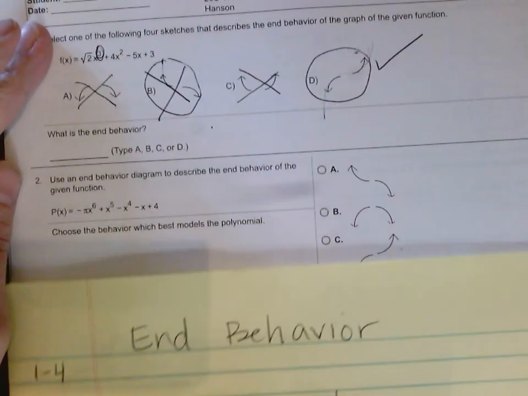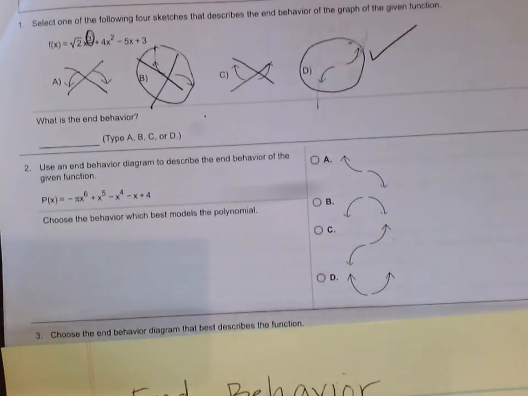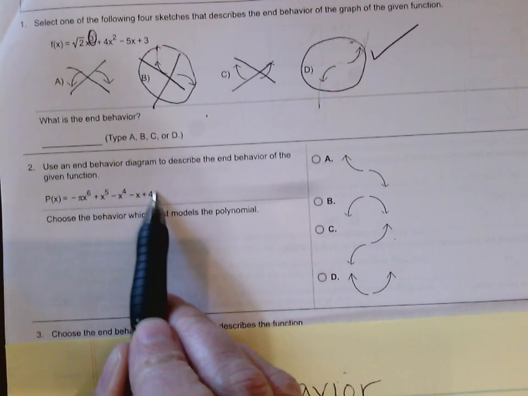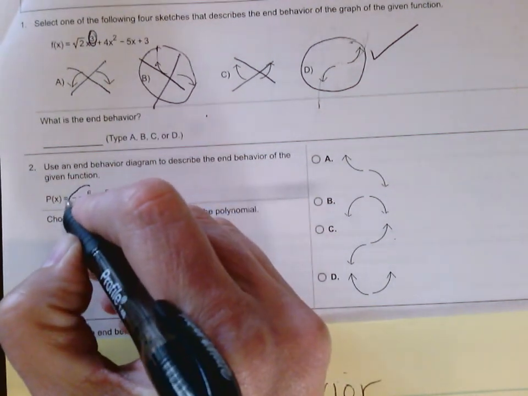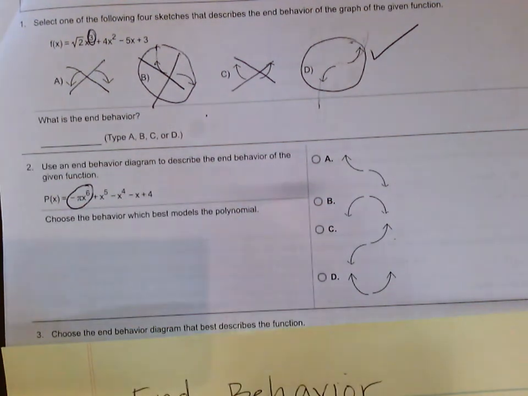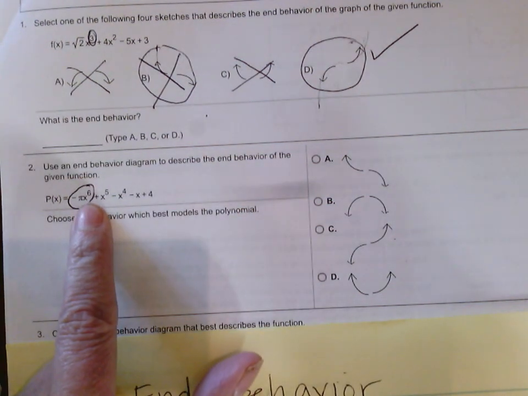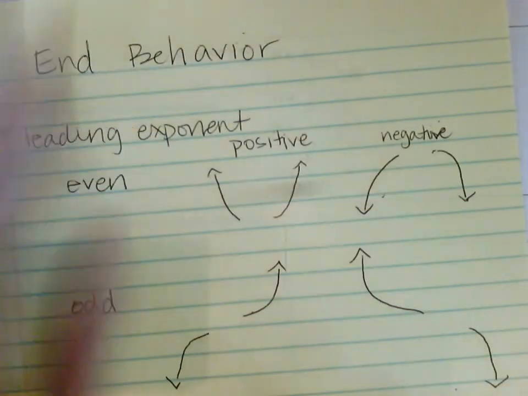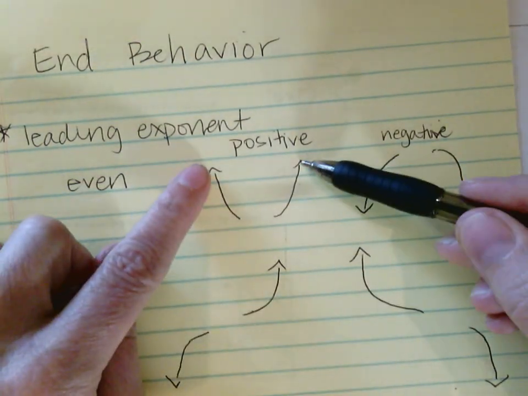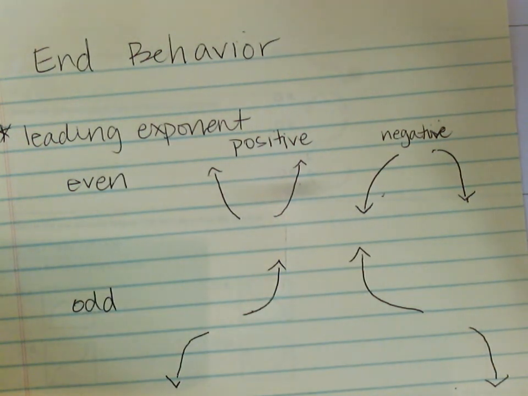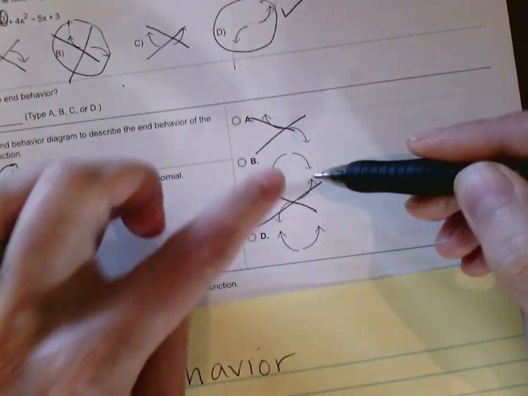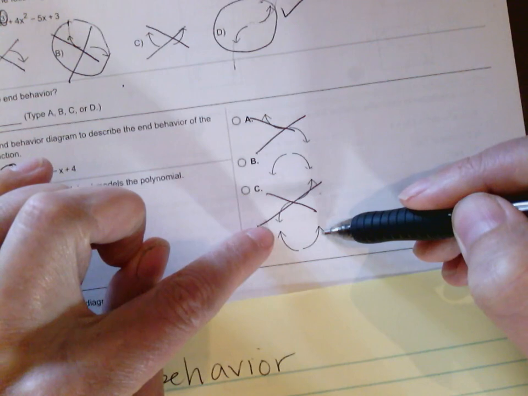So using that end behavior chart, let's look at number 2. Here, make sure that your exponents are in the right order. So here is my leading term. It has the highest exponent. So first of all, its exponent is even. And what did even exponents tell us? Even tells us your ends are going to be going in the same direction. So that means it is not A or C. They're both going to be going in the same direction.